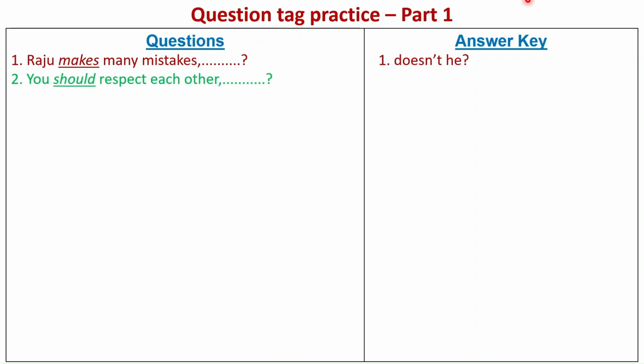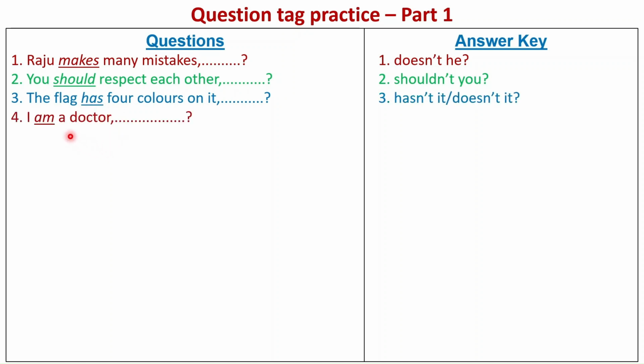You should respect each other. Try to guess very fast. You should respect each other. Should, shouldn't you? Similarly, the flag has 4 colors in it. Has 4 colors. This expresses possession. Therefore, we can say hasn't it or doesn't it.